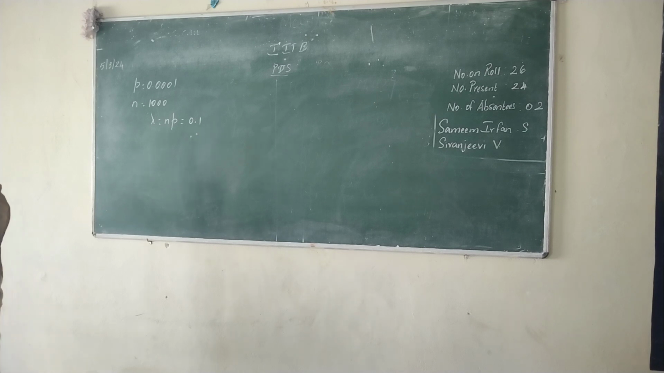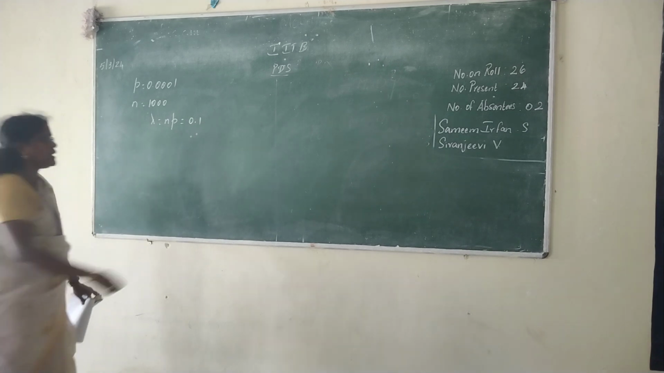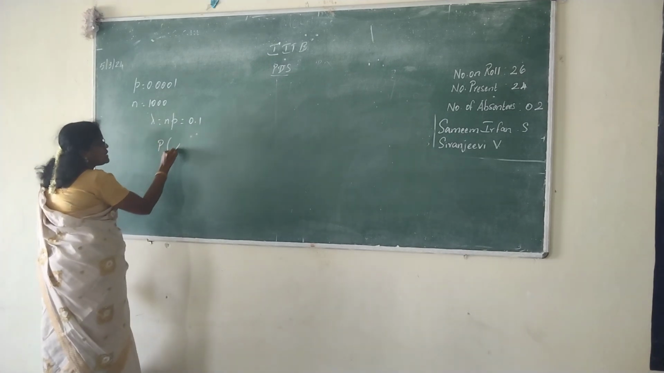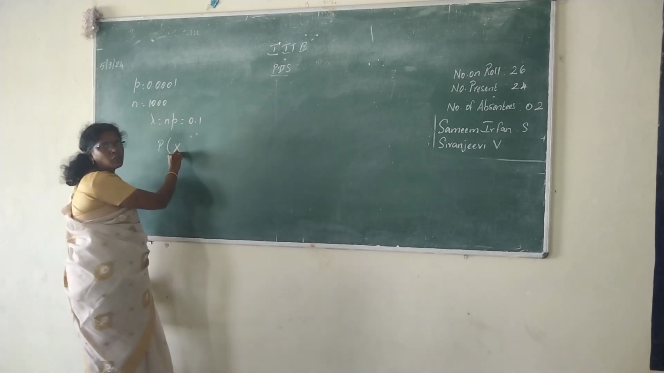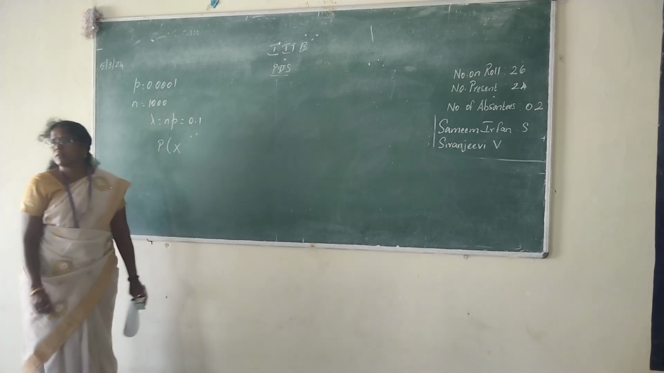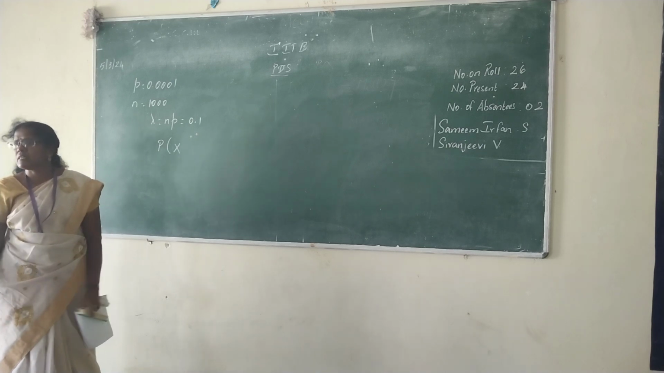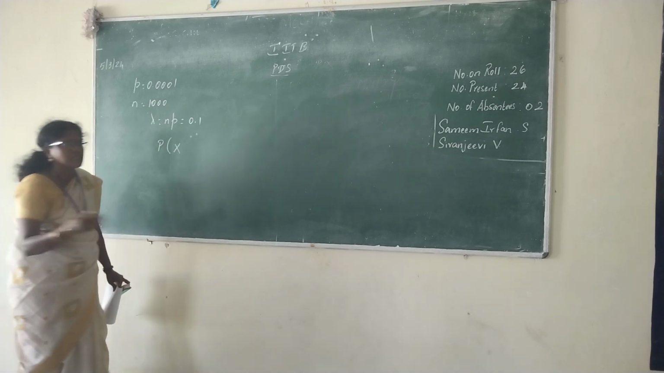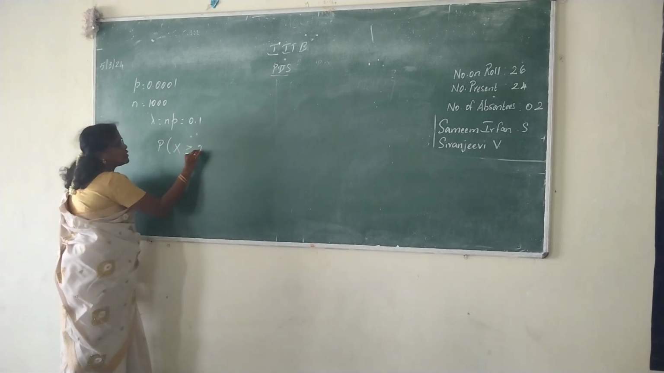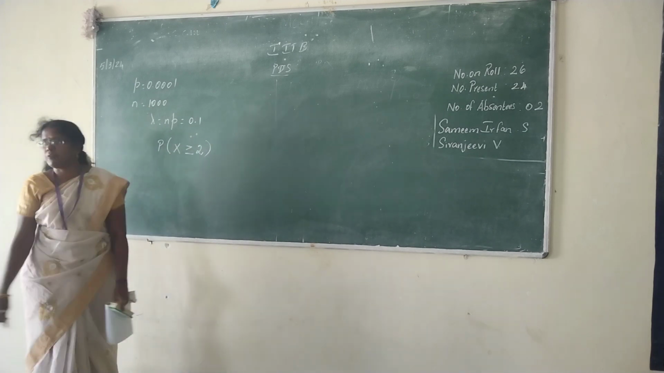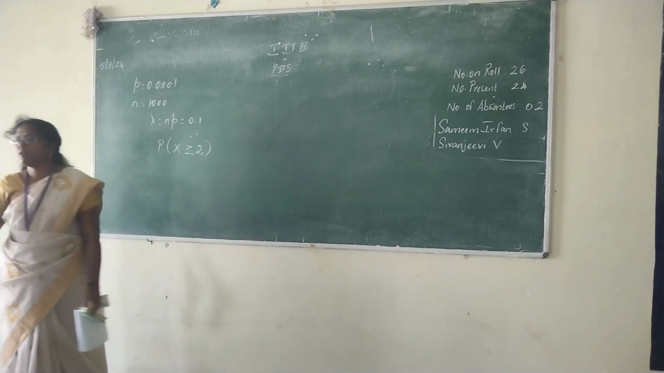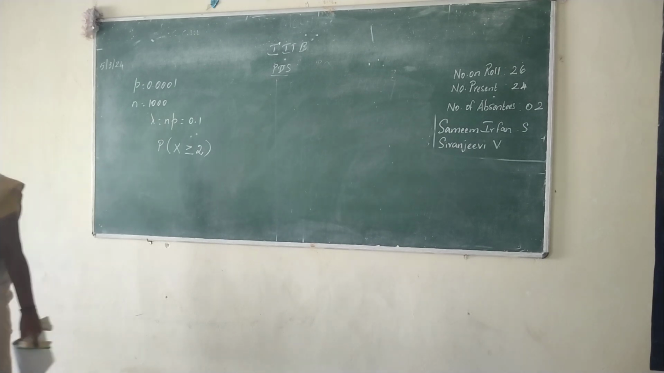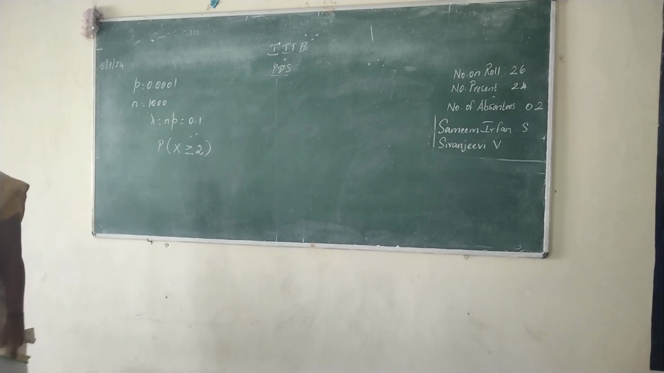What are we supposed to find? The chance of 2 or more accidents. So what you have to find is the probability of X, where X indicates the number of accidents, 2 or more. What is the symbol? Greater than or lesser than? Greater than. 2 or more, 2 would be included. So the symbol is greater than or equal to 2. This is what you are supposed to find. Greater than or equal to 2 means how many values are possible? 2, 3, 4, etc. We don't know how many individuals are going to get accidents.